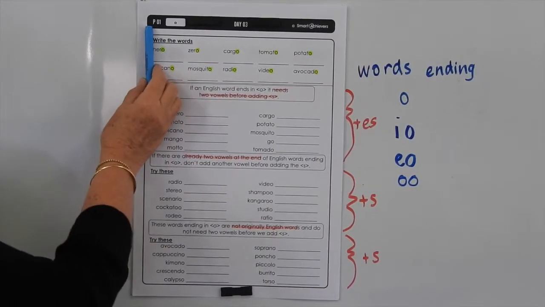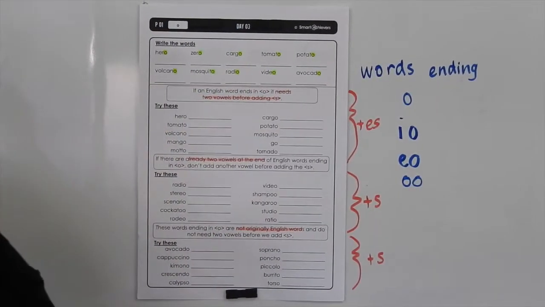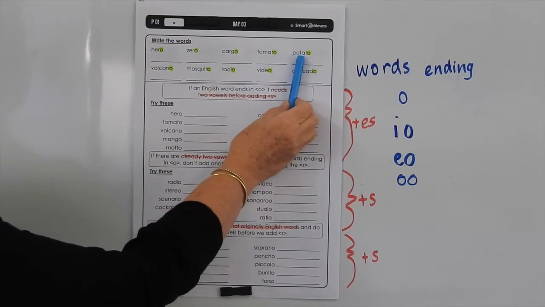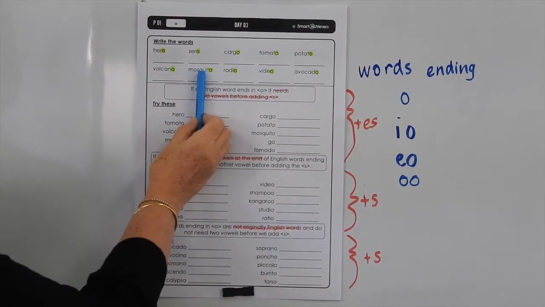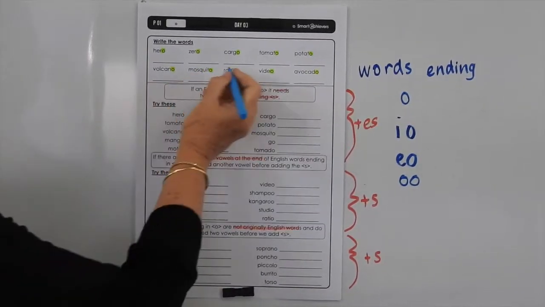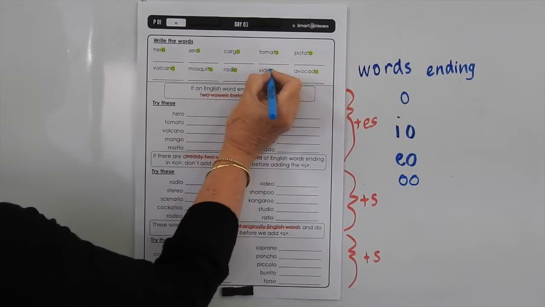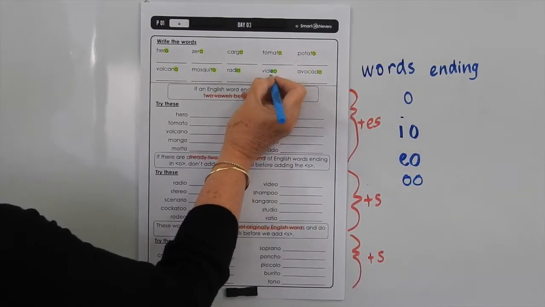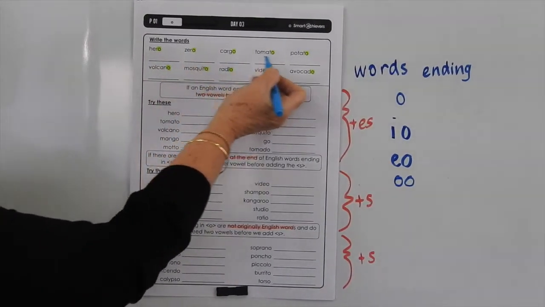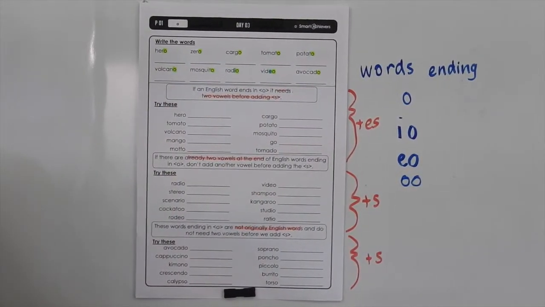This is level P, list 1, and we're doing the day 3 page, and our words are hero, zero, cargo, tomato, potato, volcano, mosquito and avocado. In radio and video we've got a vowel before that O, so we actually have 2 vowels at the end of these words. So we've highlighted the single O on the end of the other words.